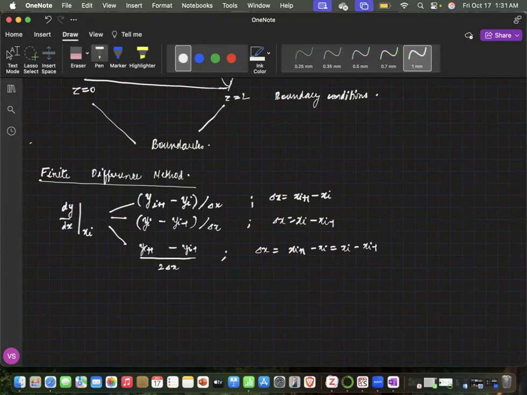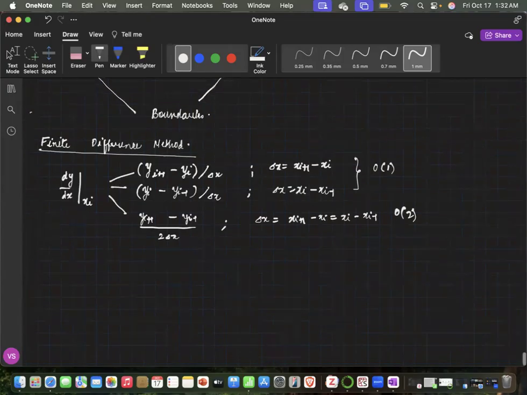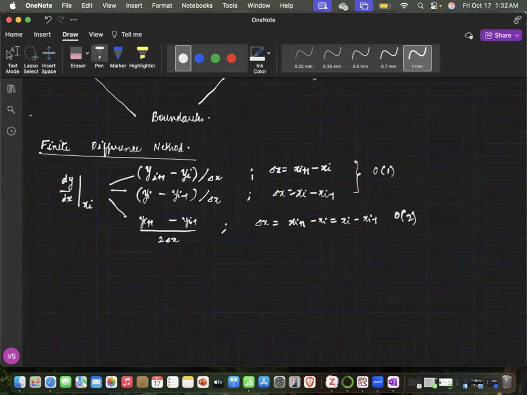And over here, we also showed that these two methods are first order accurate, but this center difference method is second order accurate. So generally, when we develop techniques for finite differences, we use the center difference method because that is more accurate, and overall it increases the order of accuracy of your solution, right? So we'll be using the second order accurate methods.